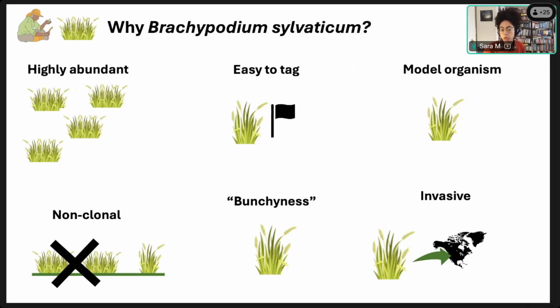And the reason why I chose this species for my demographic study is that it was highly abundant at RainDrop, and it wasn't clonal, and it was easy to tell what an individual was. What I mean by individual in this case is the actual bunch itself. Also in the literature, it's classed as a model organism for various genetic studies for perennial crops. And it's also invasive in North America, so there are some interesting demographic studies done there.